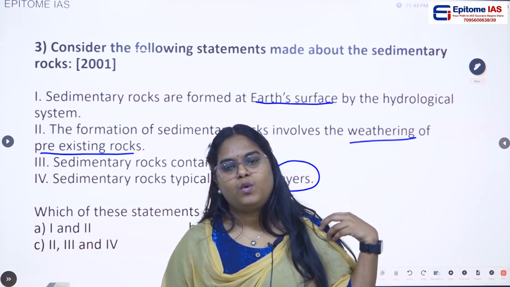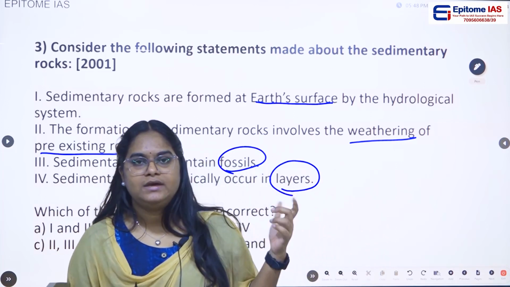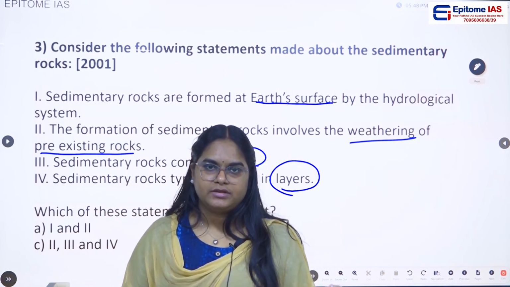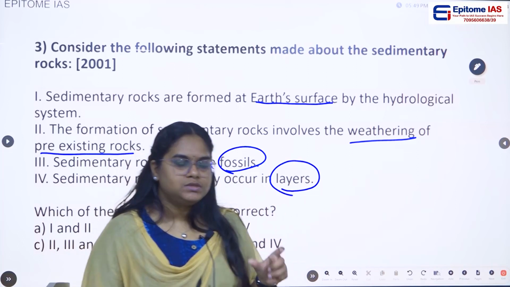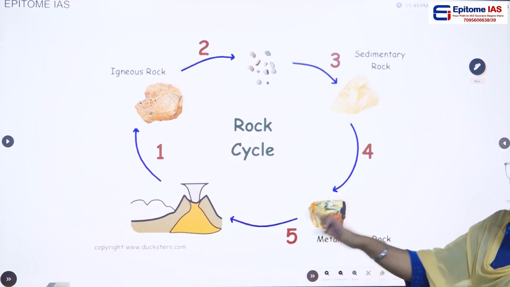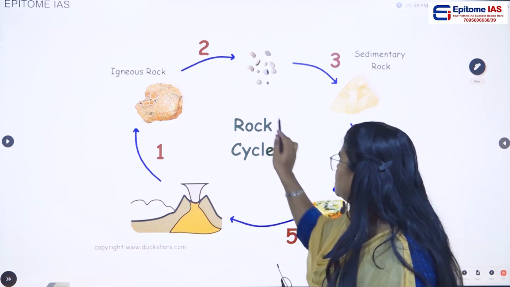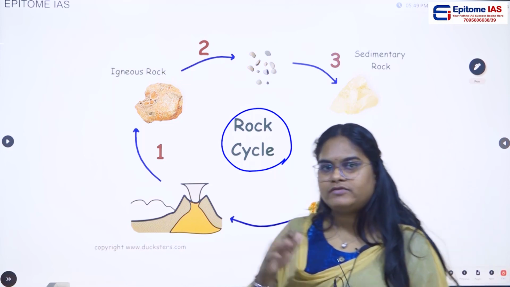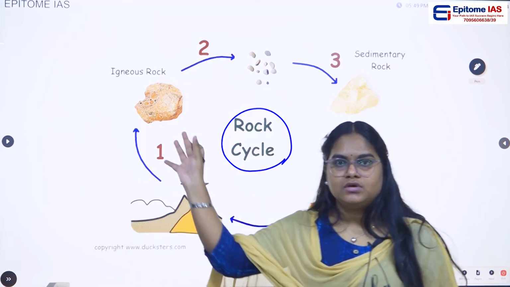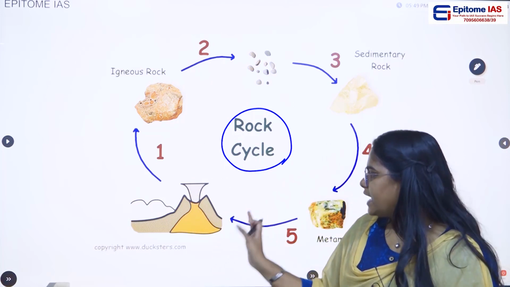In most cases, we have majorly 3 types of rocks which we study. One is igneous rock, another one is sedimentary rock, and another one is metamorphic rock. So what are these 3 types of rocks? Let us have a look at it and then we'll try to solve this question. This is a basic rock cycle, how the cycle is going to form different types of rocks: the igneous rock, the sedimentary rock and the metamorphic rock. So let us have a look at it.